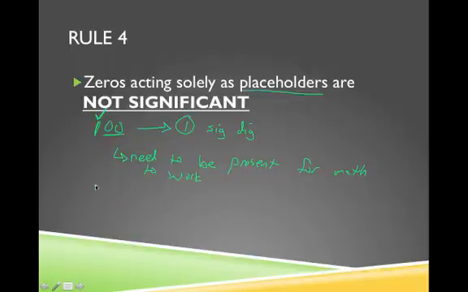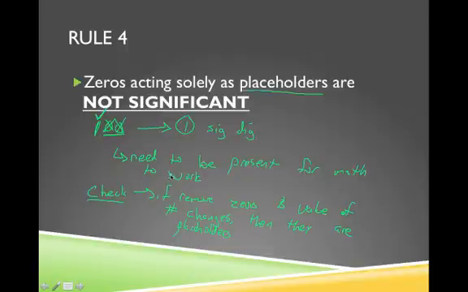The way you can check for these guys, sometimes students have a hard time identifying something as being a placeholder or not. The way you can check is that if you remove those zeros and the value of the number changes, then they are placeholders. And if they're placeholders, that means they are not significant. One way I like to indicate that, I put little X's through digits that are not considered significant digits.